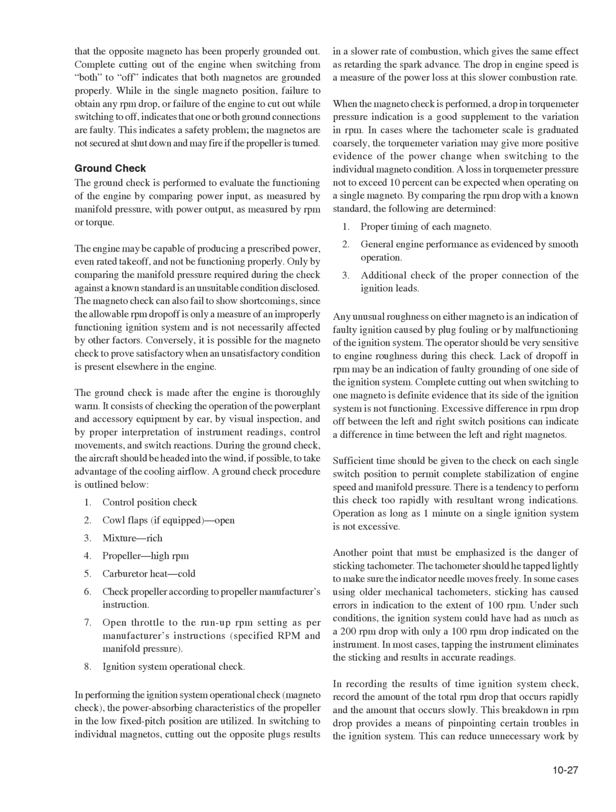3. Additional check of the proper connection of the ignition leads. Any unusual roughness on either magneto is an indication of faulty ignition caused by plug fouling or by malfunctioning of the ignition system. The operator should be very sensitive to engine roughness during this check. Lack of drop-off in RPM may be an indication of faulty grounding of one side of the ignition system.